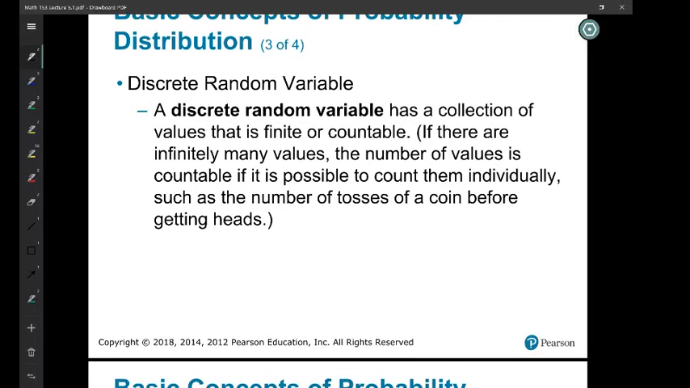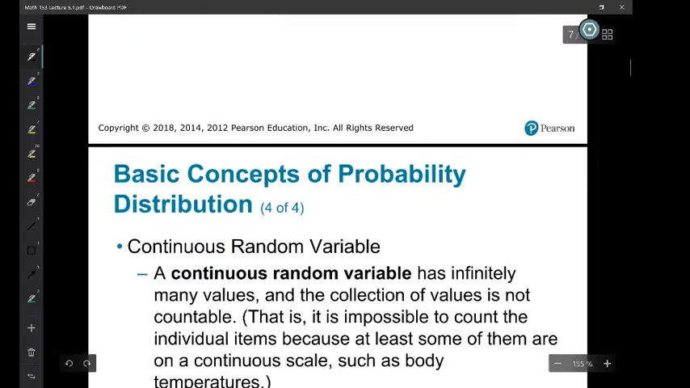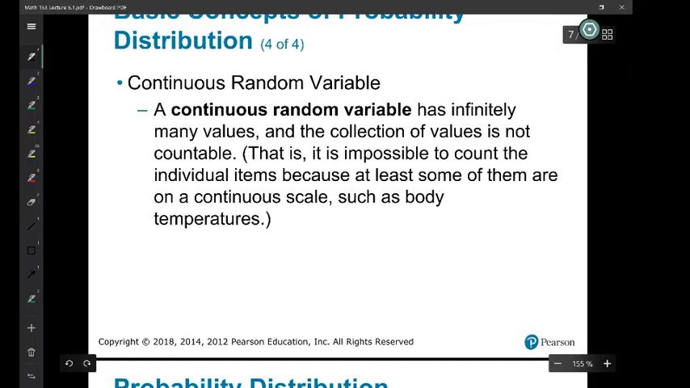Discrete random variables are random variables that take on a finite or countable number of values. Countable means there are infinitely many, finite means a finite number. Continuous random variables have infinitely many values, and they're not countable in the sense that you cannot put them into one-to-one correspondence with the natural numbers.